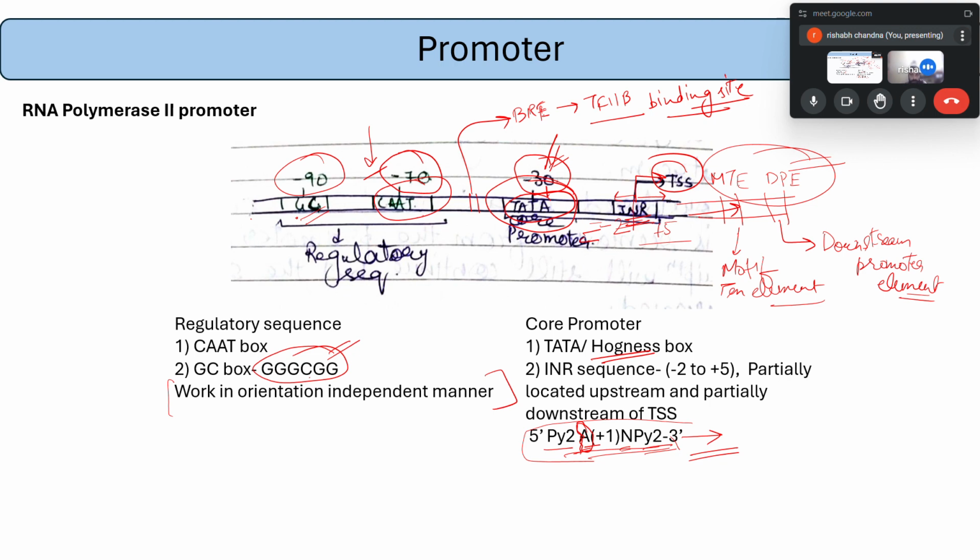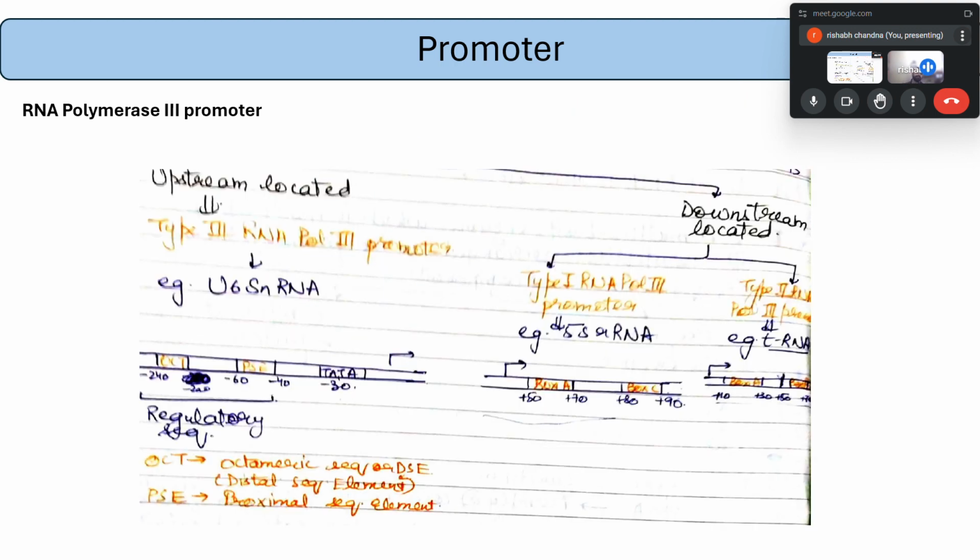Now moving on to the RNA polymerase 3 promoter. It is divided into two types, upstream located or downstream located, based upon the TSS, that is the transcription start site. So it can be upstream of the transcription start site or downstream of the transcription start site. In the upstream case, it is the type 3 RNA polymerase 3 promoter, which encodes U6 snRNA. In the downstream case, it's the type 1 and type 2 RNA polymerase 3 promoter. Type 1 forms 5S rRNA and type 2 forms tRNA.